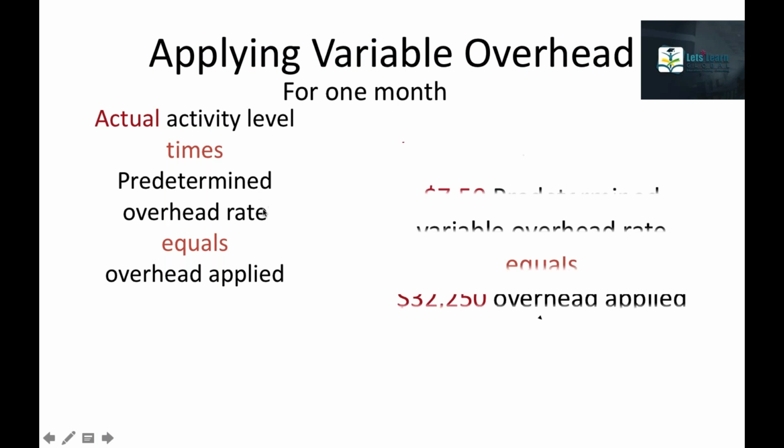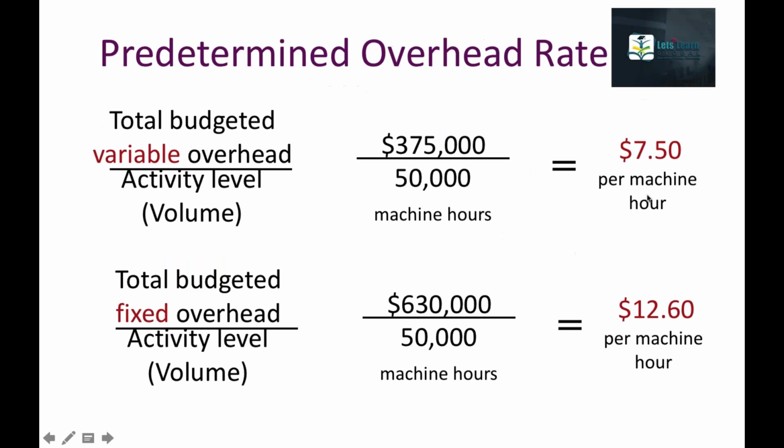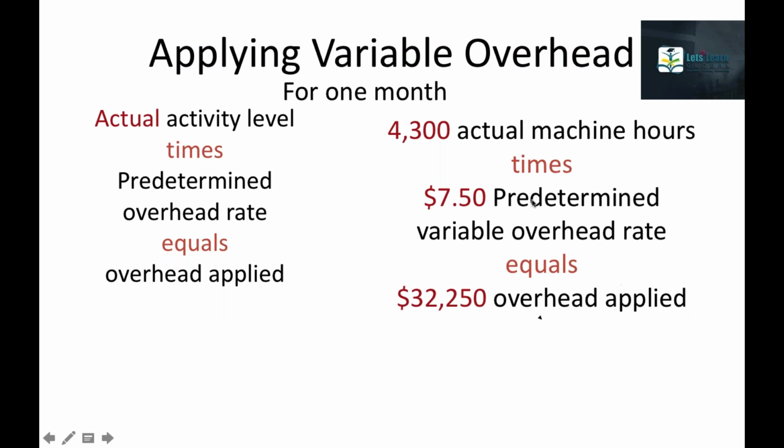Say for example here we produced 4,300 units, and we calculated here 7.5 variable, fixed is 12.6. 4,300 times 7.5, variable overhead should have been 32,250. This is overhead applied or absorbed or assumed, and we see that the actual overhead should be approximately plus or minus only this much. If it is beyond this, it's a loss. If it is less than this, it's a gain, it's a profit.